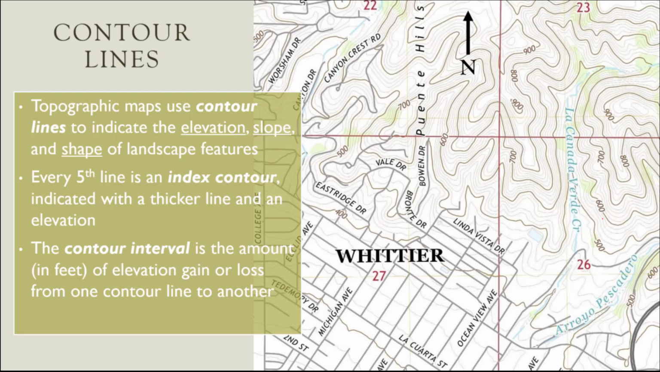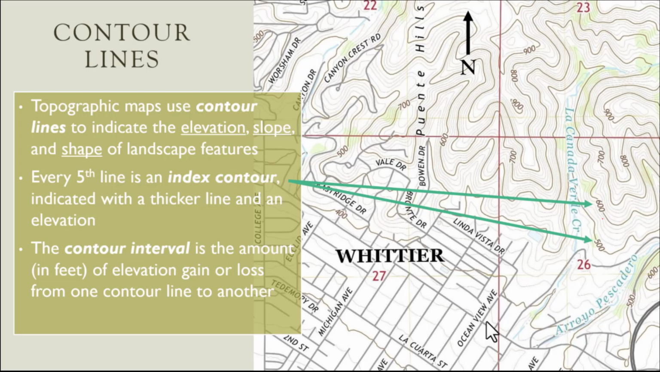Every fifth contour line is an index contour, which is used to indicate the elevation along that contour line and is indicated with a thicker, more heavily weighted line. The contour interval is the amount in feet of elevation gain or loss from one contour line to another.